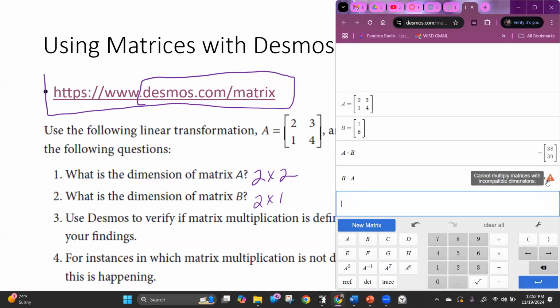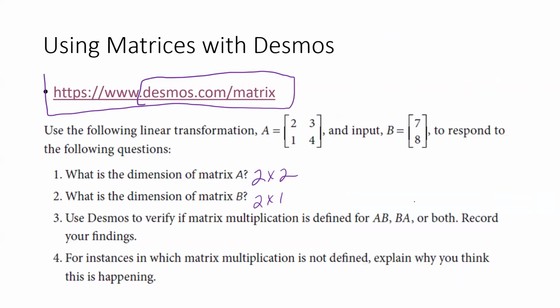Okay. Can someone tell me why it's an error? They're not compatible dimensions. Okay. It also tells you when you hover over it. So basically, what that means is that order matters when you are doing matrix multiplication. It's not commutative. Order matters. So the reason why A times B works, do y'all remember our smile check? If I have a 2 by 2 times a 2 by 1, do they smile at each other? Yes. And they're going to make a 2 by 1. Did we get a 2 by 1 as our answer? Yes, we did. However, if I have a 2 by 1 times a 2 by 2, do they pass the smile check? No. That's why they are not compatible.